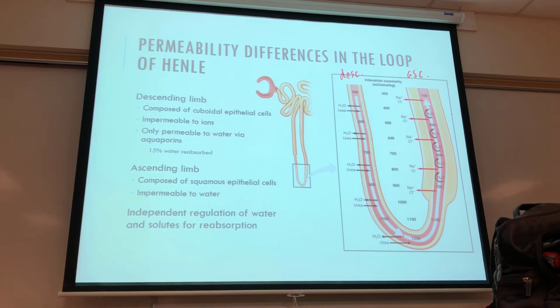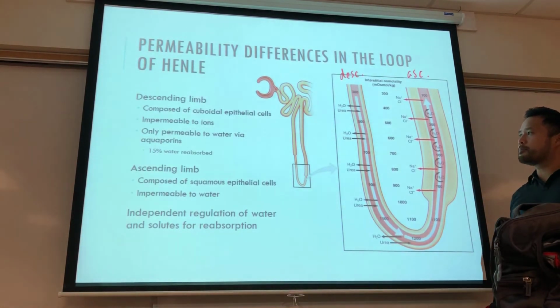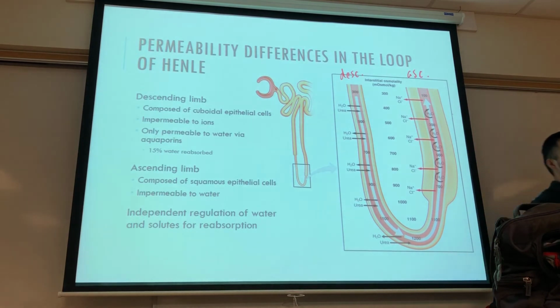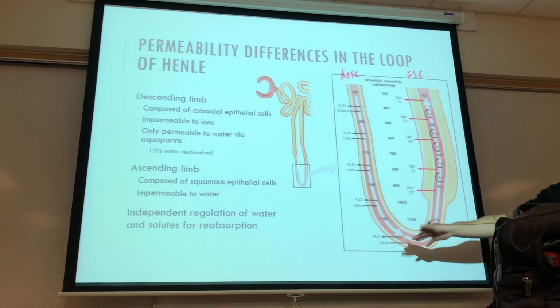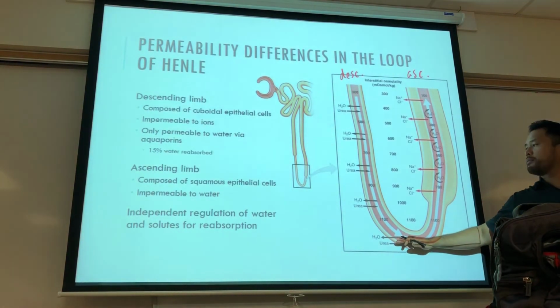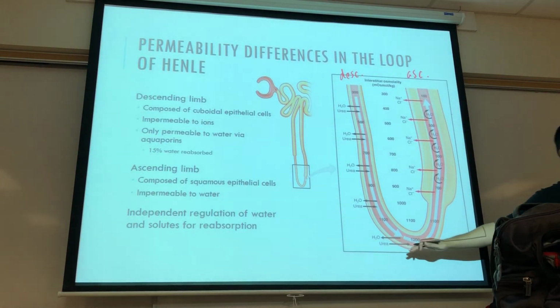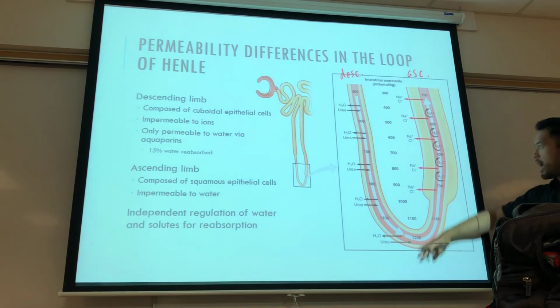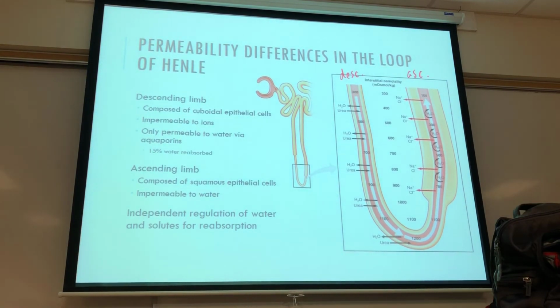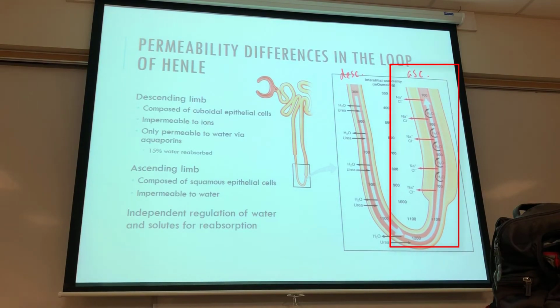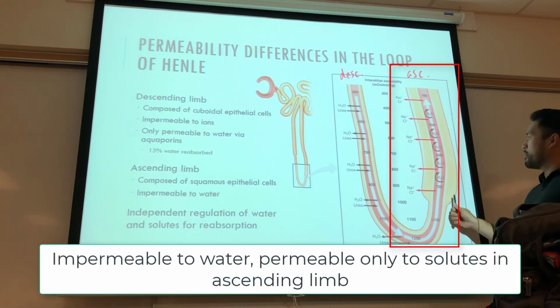So how much are we reabsorbing? How much water are we reabsorbing? About 15%. 65% in the proximal convoluted tubule, 15% here. By the time we make it down to the loop, we've now reabsorbed 80% of our water. We still have this leftover that we still need to account for, which we'll talk about on the next slides. The ascending limb, on the other hand, is impermeable to water.